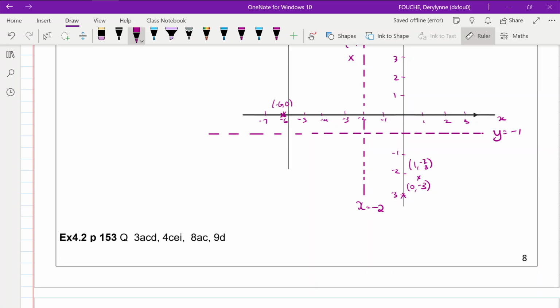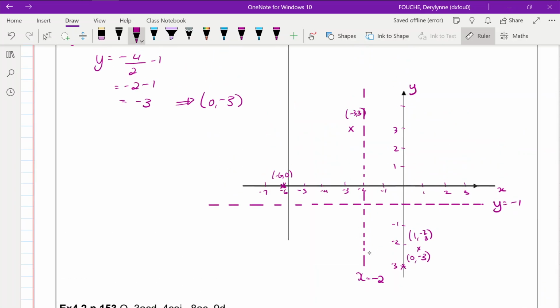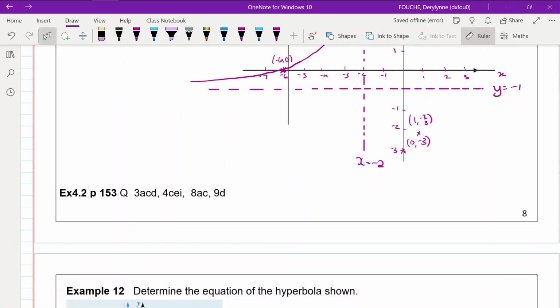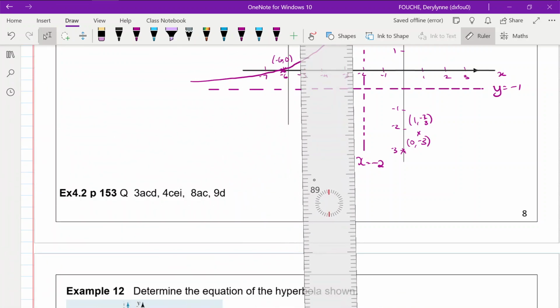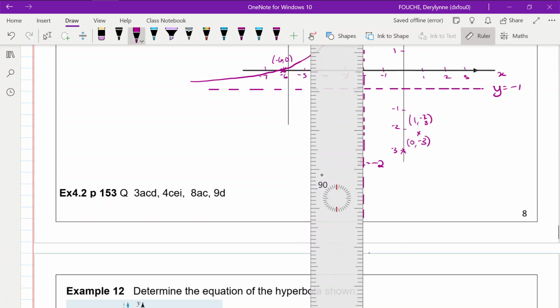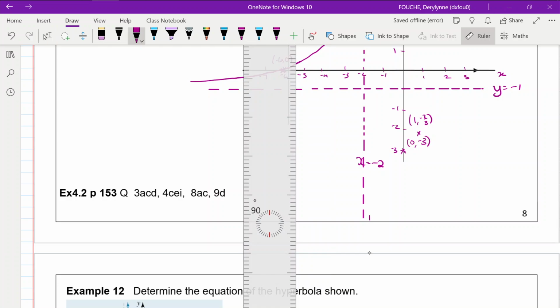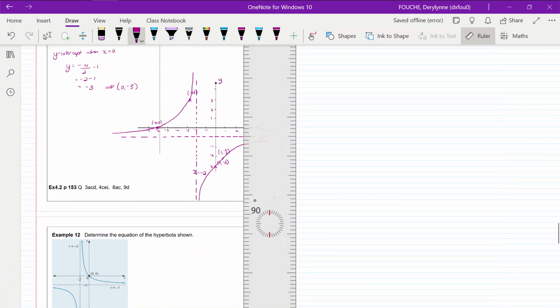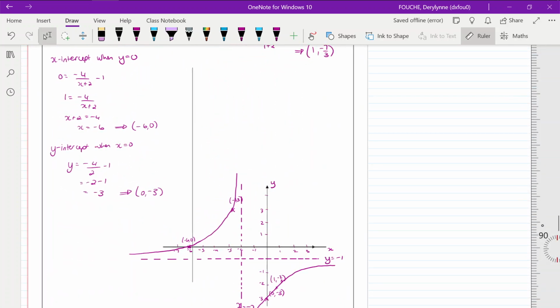Okay, and now we've got enough information to sketch our beautiful hyperbolas. Remember, they are smooth curves, so we try our best to get through those points and not crossing our asymptotes, but going close to the asymptotes. And there's our graph of the hyperbola, and that's the equation y equals -4 over x plus 2, take 1.